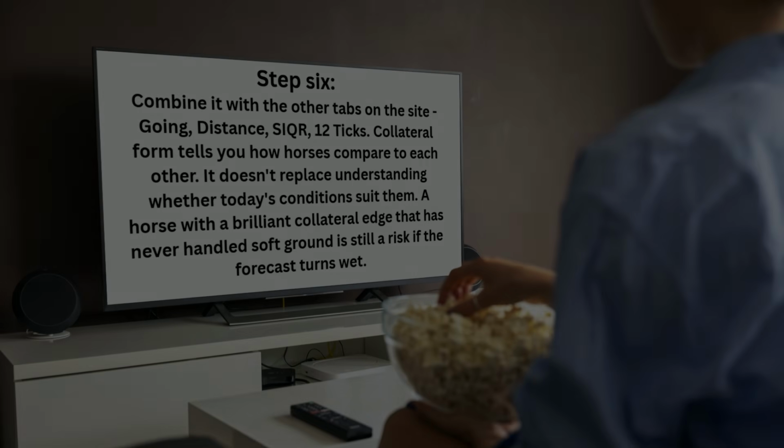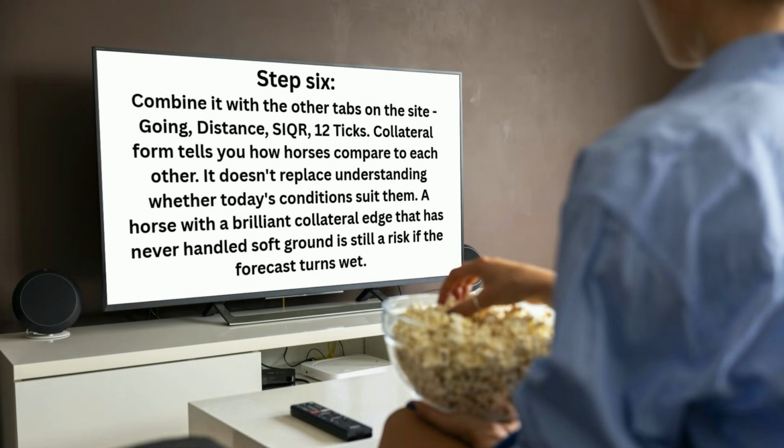Step 6, combine it with other tabs such as going, distance, the SIQR, 12 ticks. The collateral form tells you how horses compare to each other. It doesn't replace understanding whether today's conditions suit them. A horse with a brilliant collateral edge that has never handled soft ground is still at risk if the forecast turns wet. Mistakes to avoid.